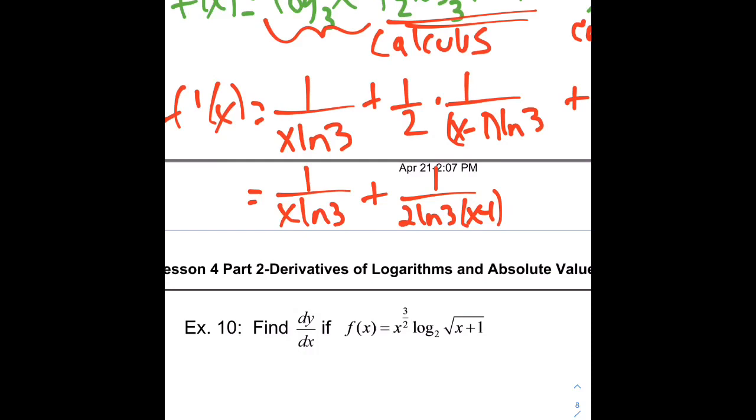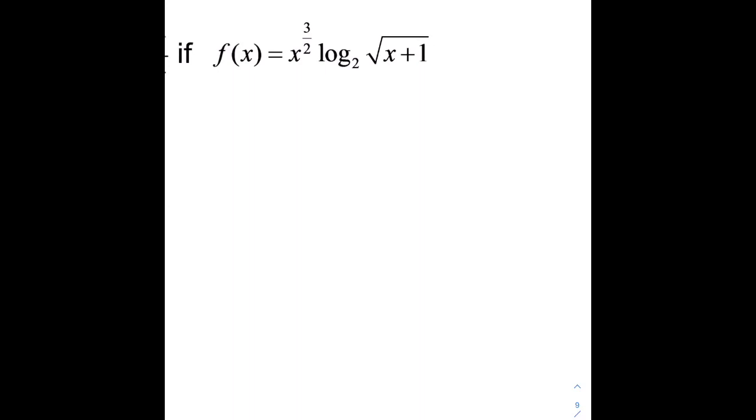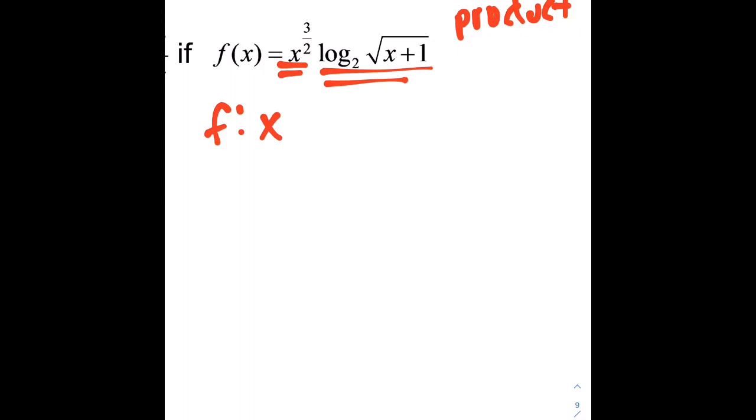All right, in the next problem, I gave you this because when you look at its structure, this is a product. So we're going to have to use product rule in order to differentiate. So if f is going to be x to the 3/2, that means f prime is going to be 3/2 x to the 1/2.